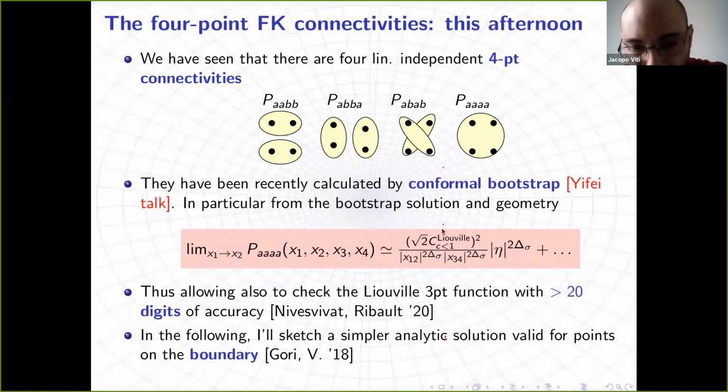So by solving the bootstrap, it was possible to verify again that this structure constant, which was argued to be the analytically continued Dotsenko-Fateev structure constant, is indeed correct. It's a non-trivial check. This was done by, for instance, Nivesvivat and Ribault, who proved that this prefactor agrees with the Liouville structure constant with more than 20 digits of accuracy. All right, so good. In the following, I want to sketch a simpler analytic solution of the problem of determining 4-point connectivities.